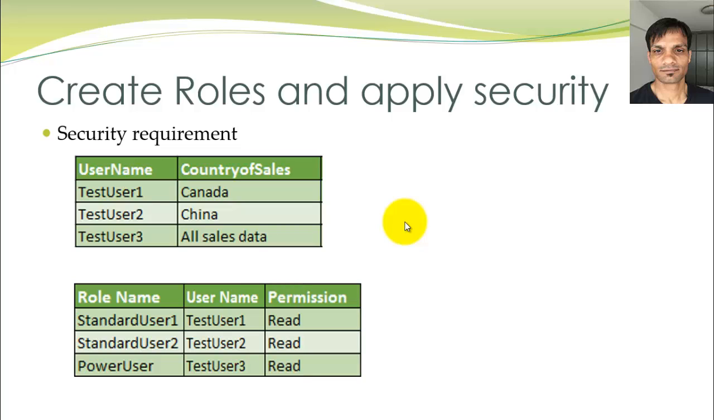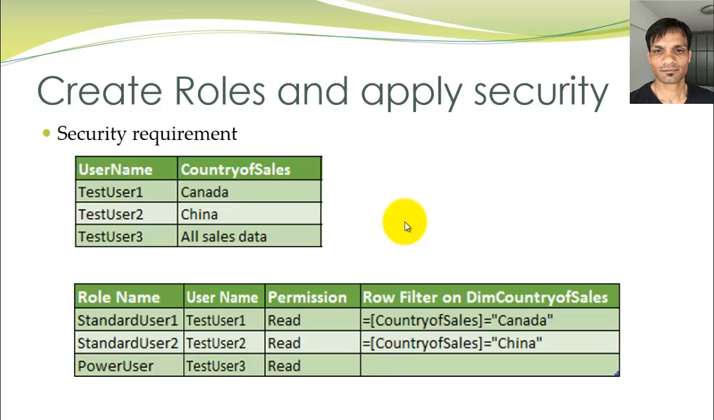Then I'll assign read-only permission to each role. Then I will use these row filters on country of sales. Let's do this.